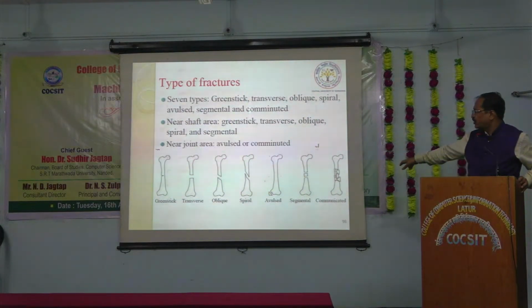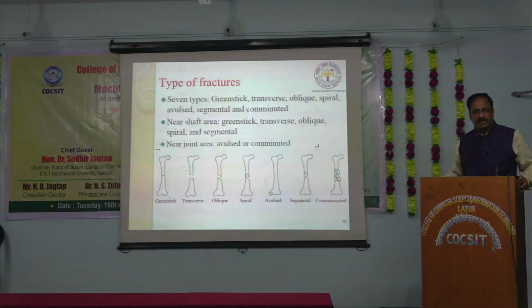The images are also shown. These are all near the shaft area. Near the shaft area, we have five types of fractures: greenstick, transverse, oblique, spiral, and segmental. And near the joint area, we have avulsed and communicated fractures.